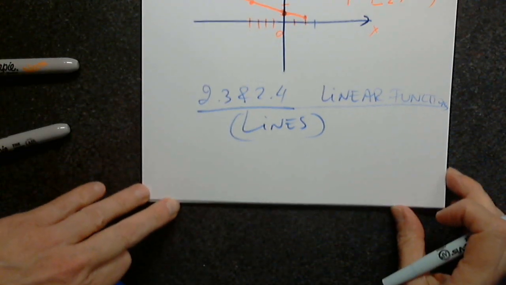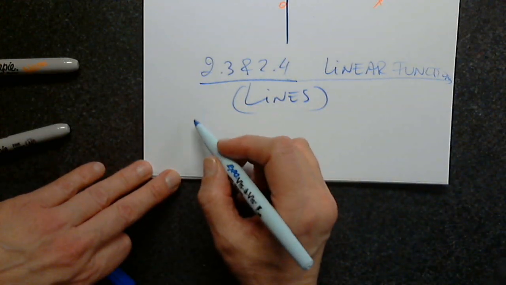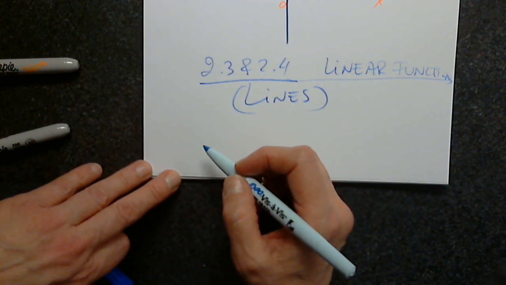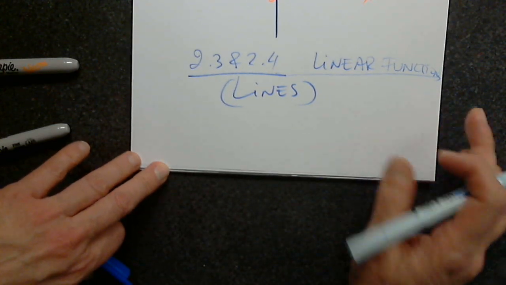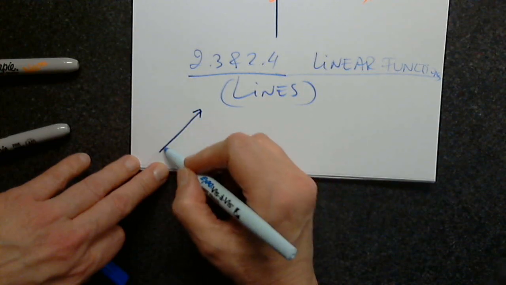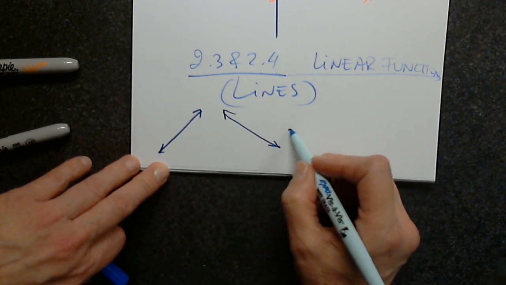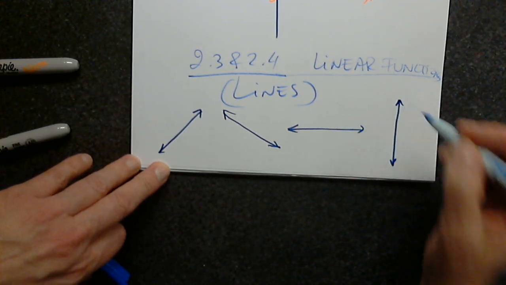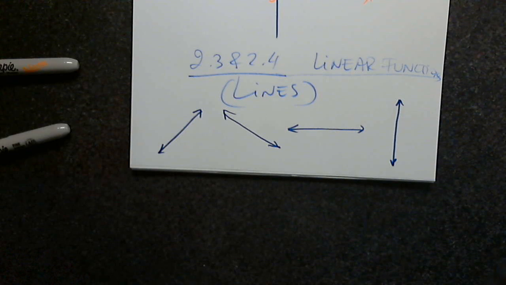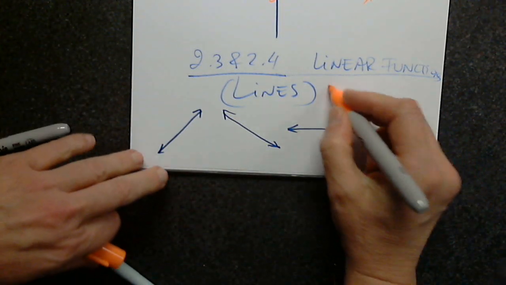Okay, does anyone remember how many types of lines we have? I'll show you the types, and then we'll discuss each and every one of them. Yes, 4 indeed. These are the types of lines, 4 types of lines.